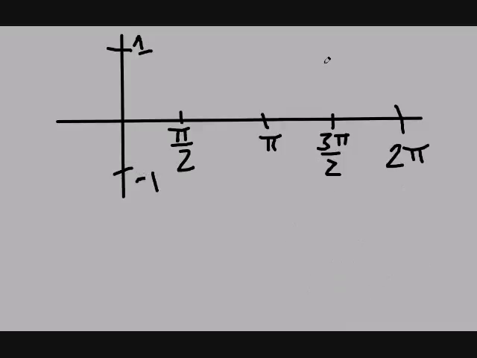So what does sine look like? Let's make sine in yellow. Sine is 0 at 0. It's 1 at pi over 2. It's 0 at pi. It's -1 at 3 pi over 2. And it's 0 at 2 pi. So if we plot this, we're going to get something that looks like that. This is sine of theta, where this is theta, and we could just call this the y-axis.